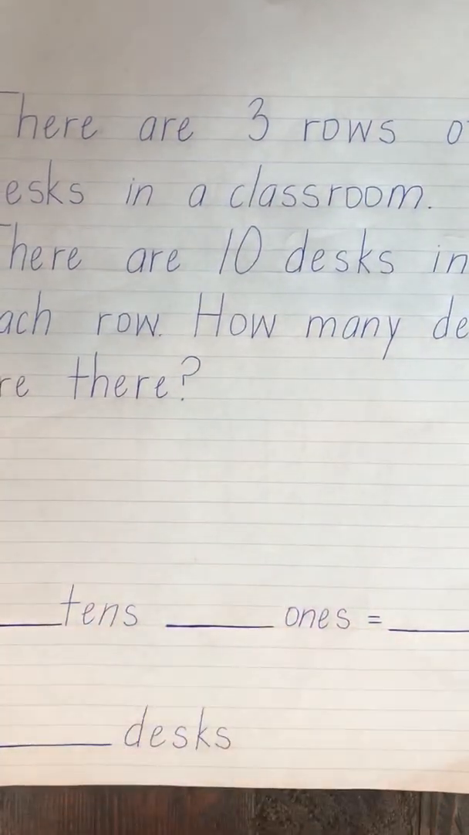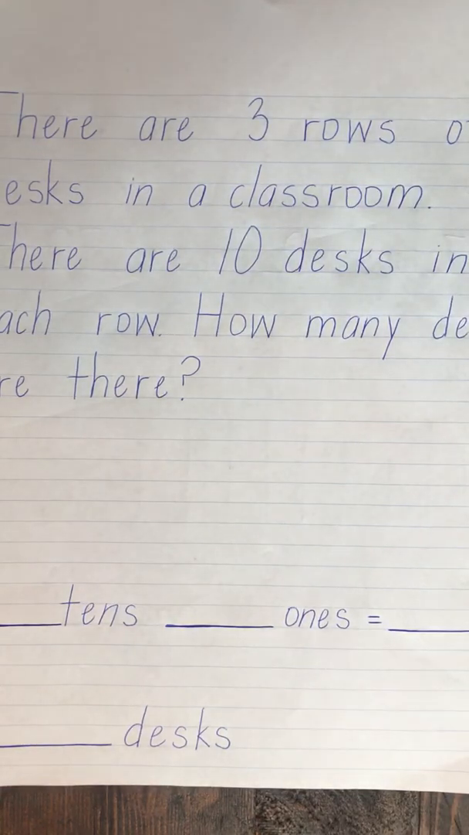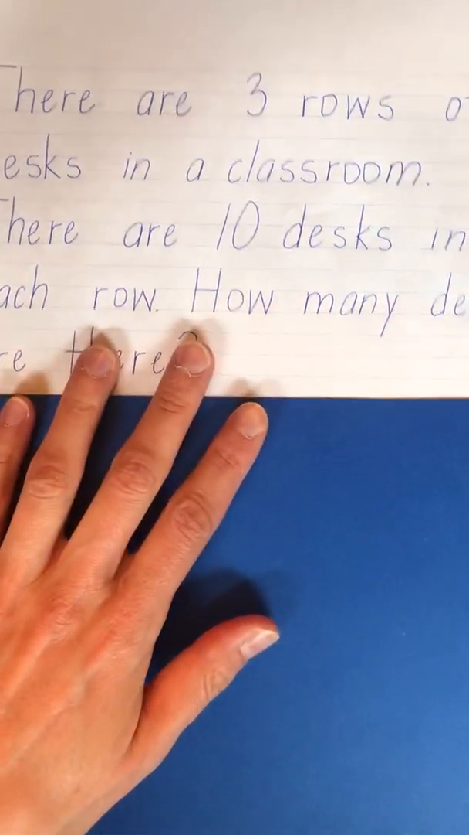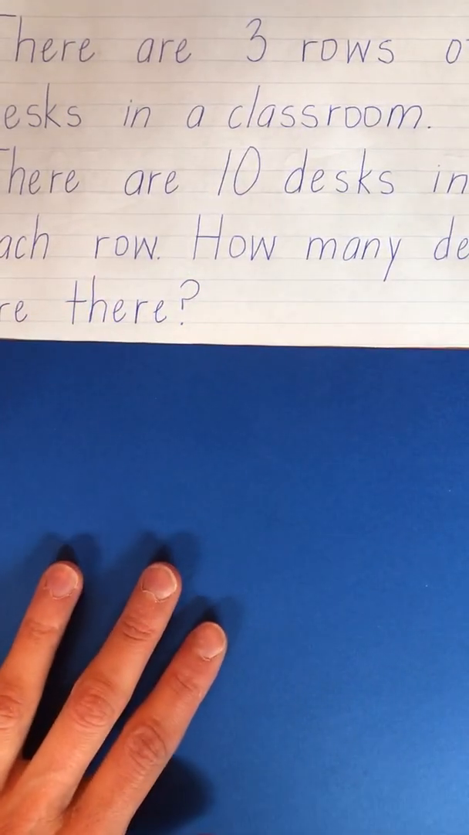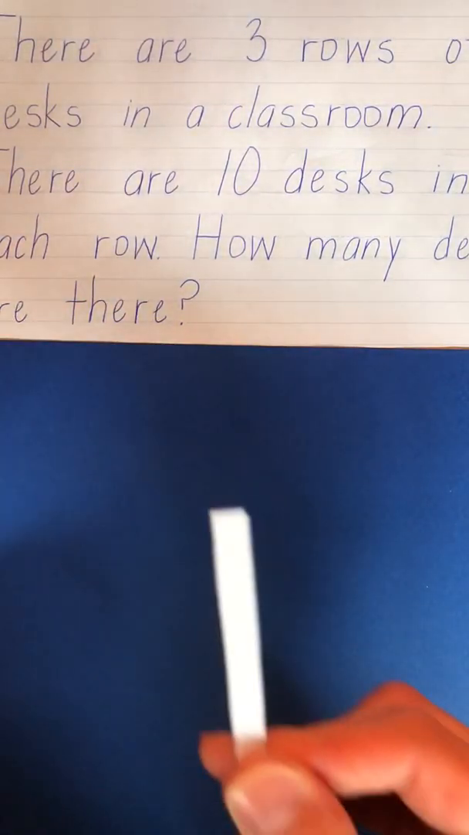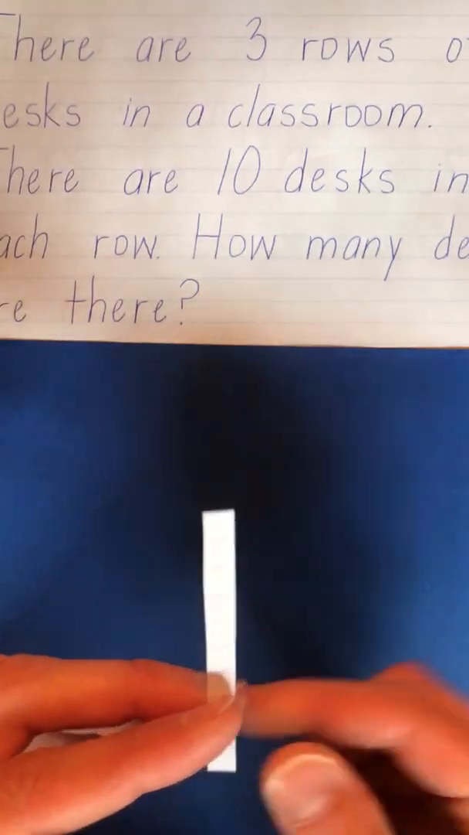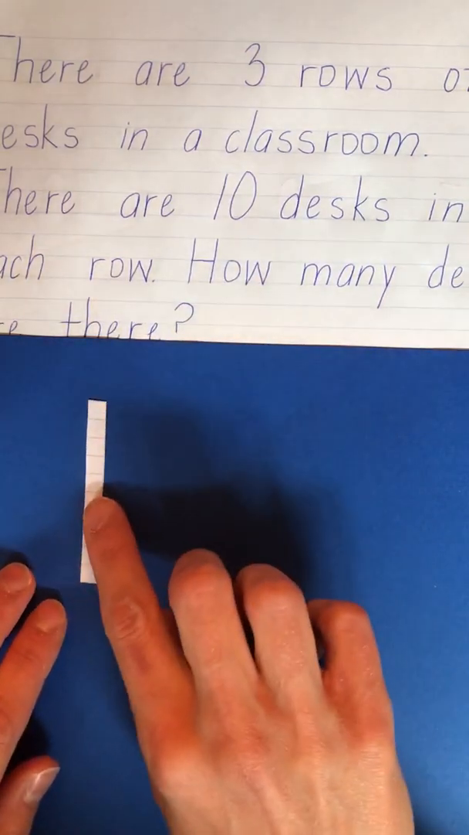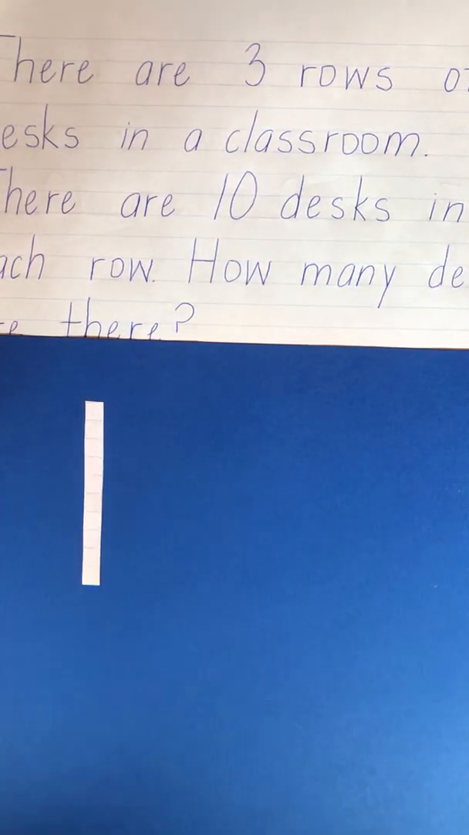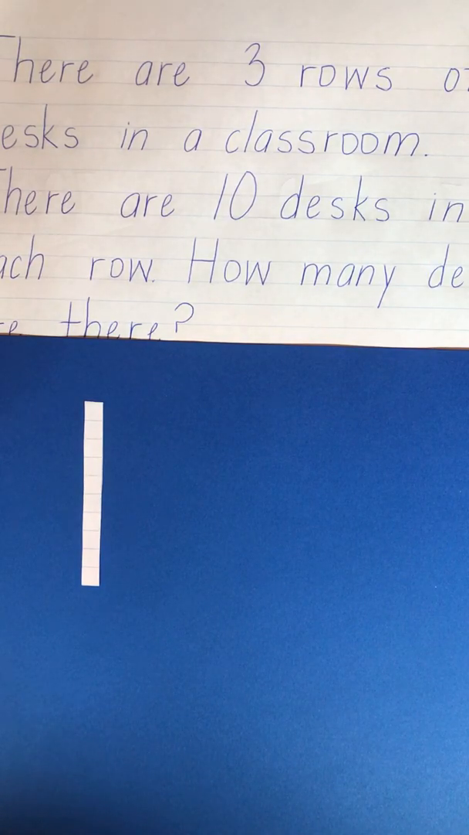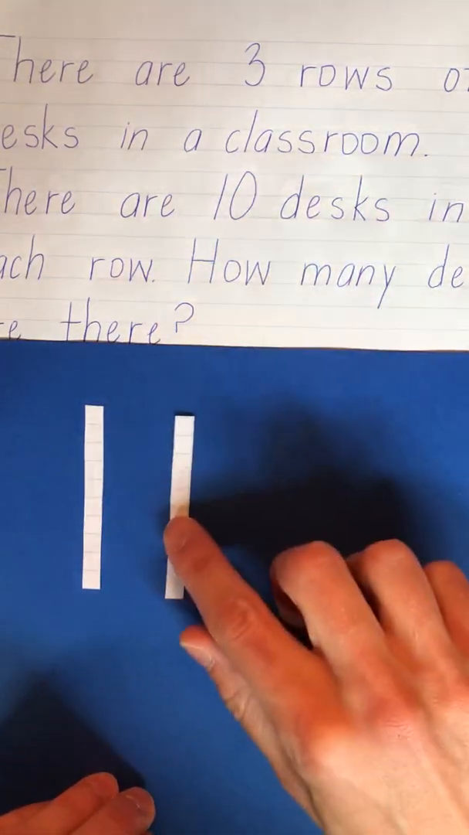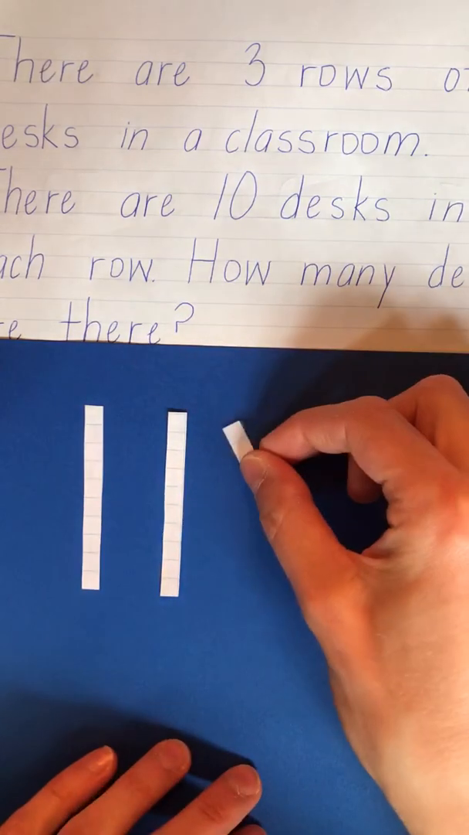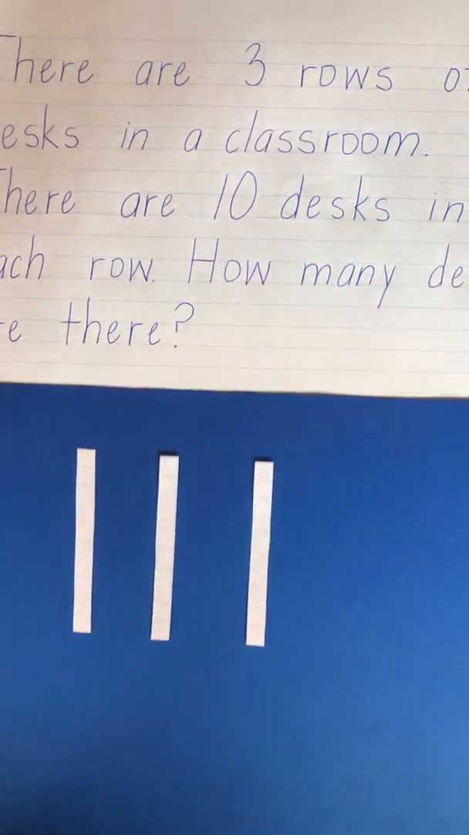All right, so I know that I can model my group of 10 by using my 10 rod. So I need 3 rows. So here's 1 row. Can you build the next 2 rows with your 10s, please? Great job. So you should have row 1, row 2, and row 3.